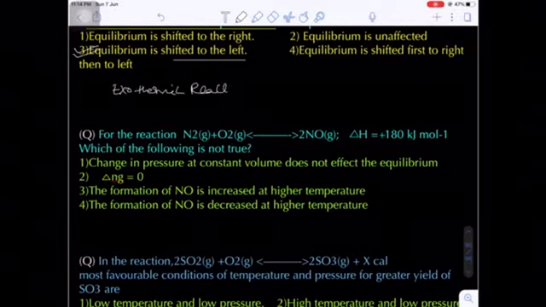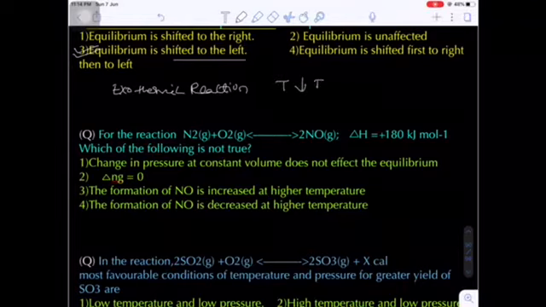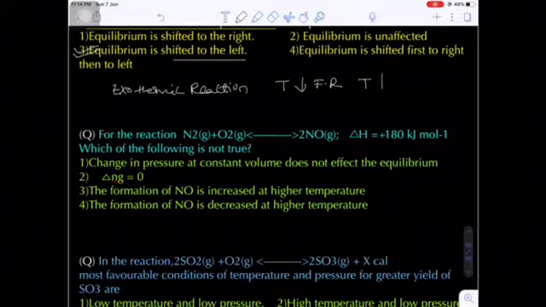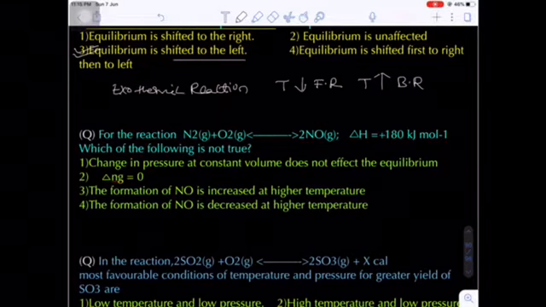In an exothermic reaction, if temperature decreases, the forward reaction is favored. If temperature increases, the reverse reaction is favored. Second question: N2 plus O2 gives 2NO, delta H is positive.